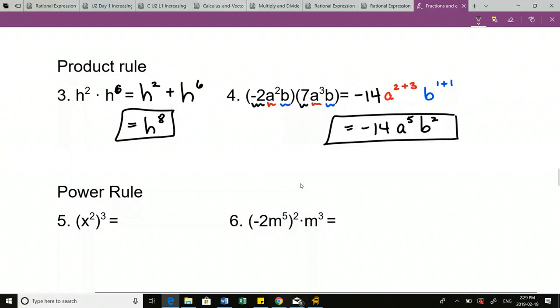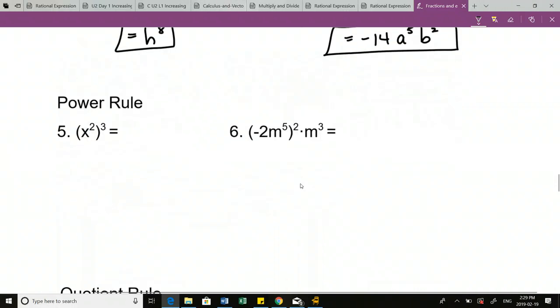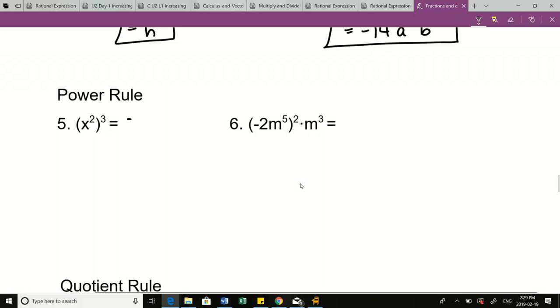Questions so far? We're good? Okay. Power rule, I'm going to keep the base and multiply these guys to give me x to the exponent 6. Thank you.